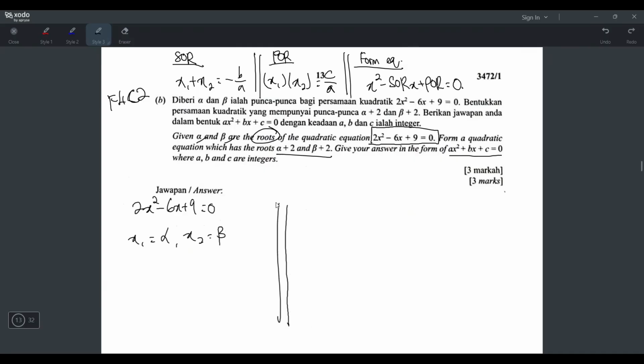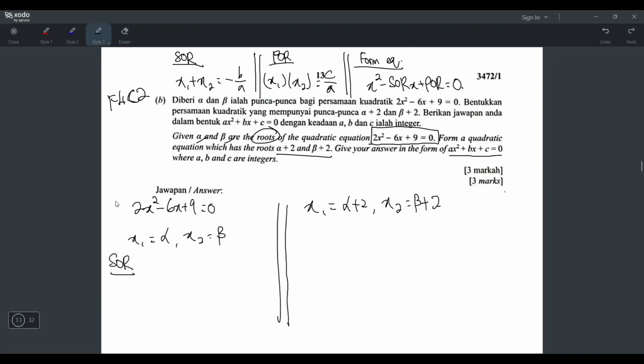So what happens here is I will put two lines to separate this, and here I write x1 equals alpha plus 2, x2 equals beta plus 2. Why do I separate these two pieces of information? Because these roots are the roots for another equation, and we are trying to form that new equation. So they are not together. But this one is the roots for the original equation, right? So it means we have to do the Sopor method 2 times. So let's do the SOR first. The sum of roots formula I wrote here already. X1 plus x2 equals negative b over a. So it will be what? Alpha plus beta.